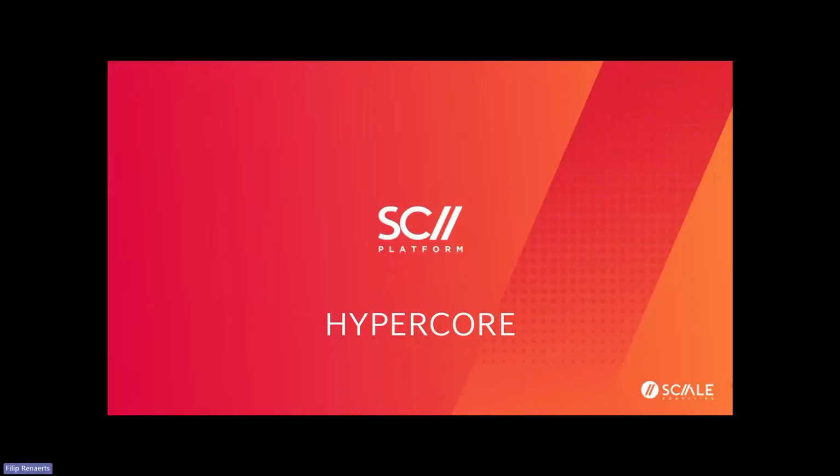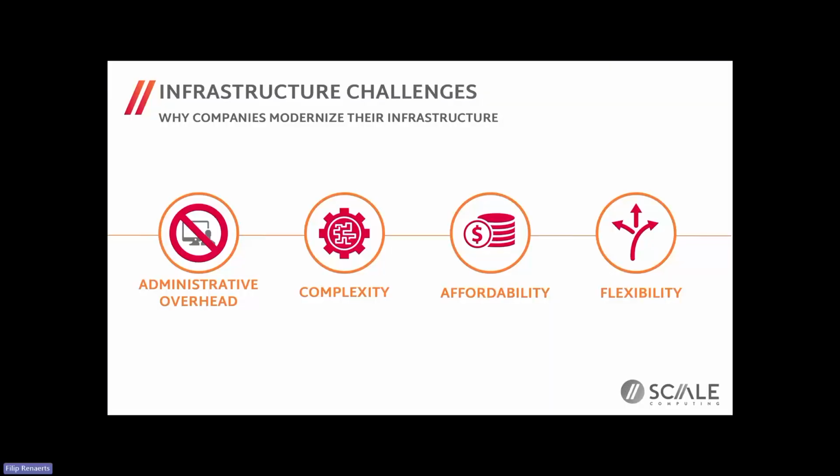Our main product is called Scale Computing Hypercore. That is part of our platform. That is the main product, and it is focused around 4 pillars. As said, we want to get rid of complexity. And you can say, okay, but VMware is not that complex.